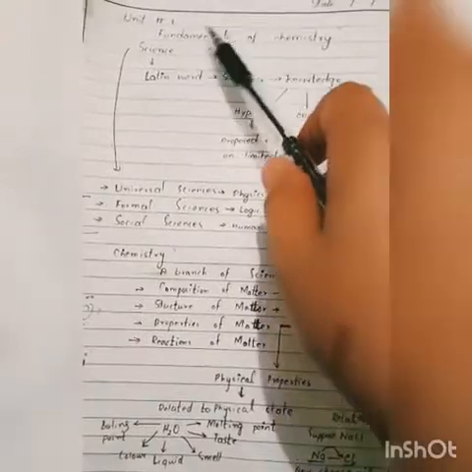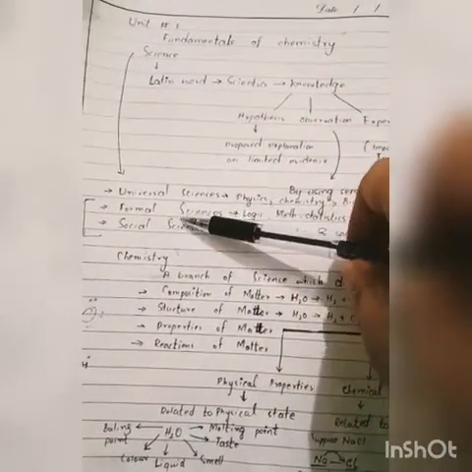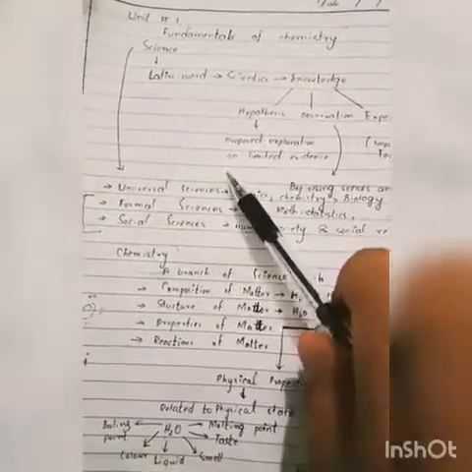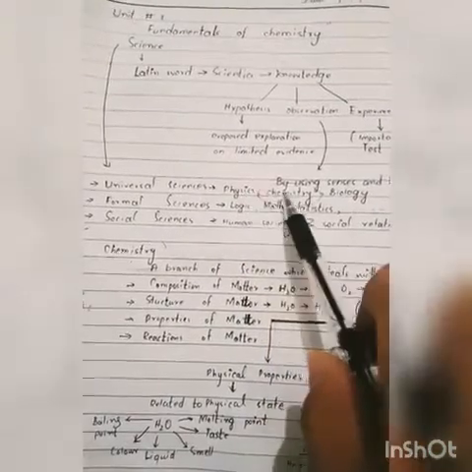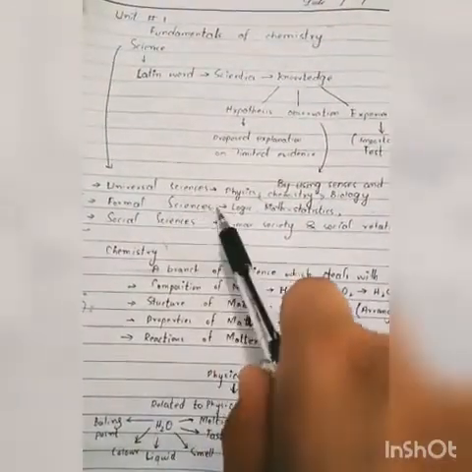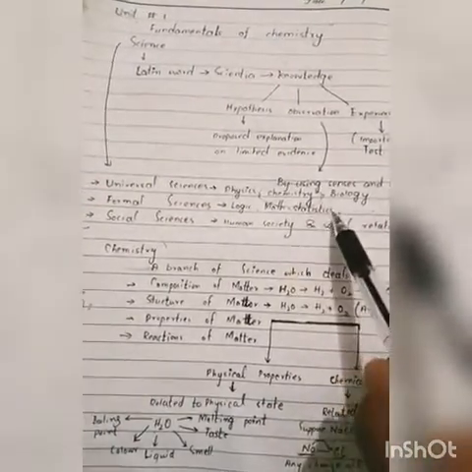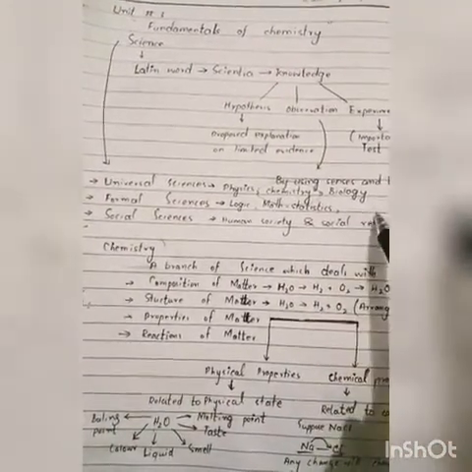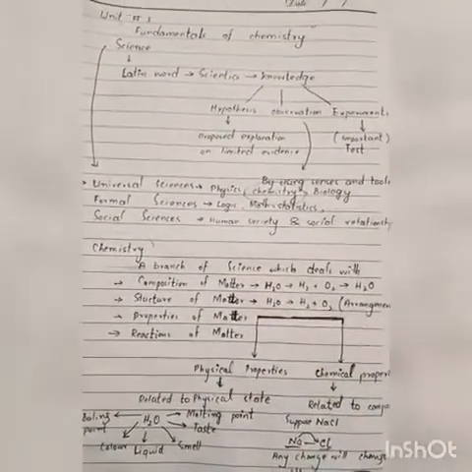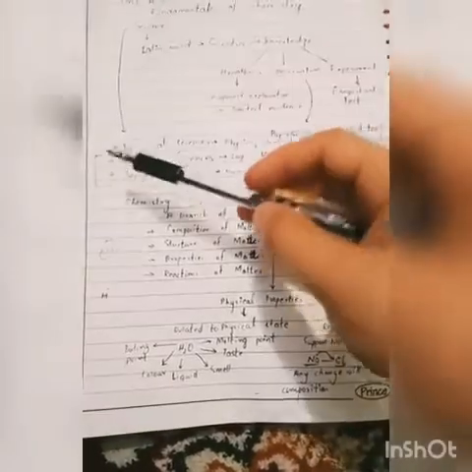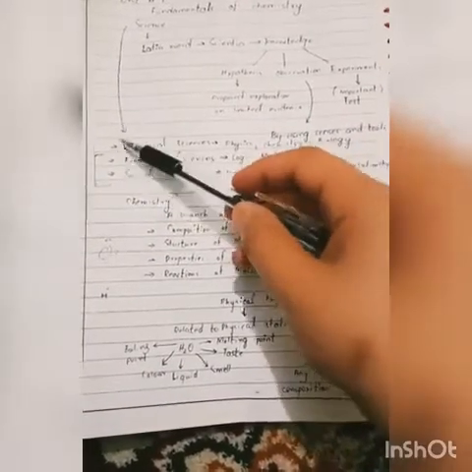Now students, I'll discuss the types of sciences. There are three types of sciences: universal sciences, formal sciences, and social sciences. Universal sciences include physics, chemistry, and biology. Formal sciences include logic, maths, stats, computer language, game language, etc. Social sciences include human society and social relationships. Dear students, we will not explain formal sciences and social sciences here. I'll be concerned with universal sciences, and in universal sciences we'll discuss chemistry.